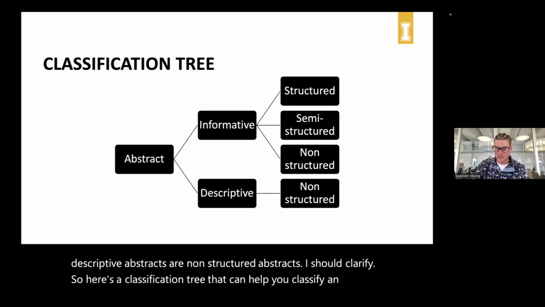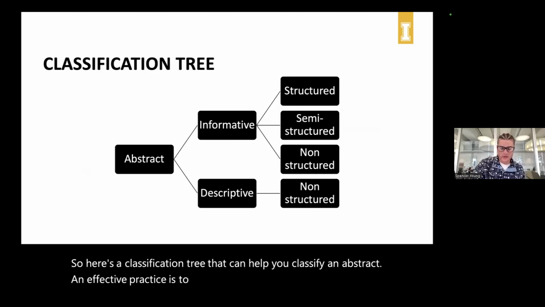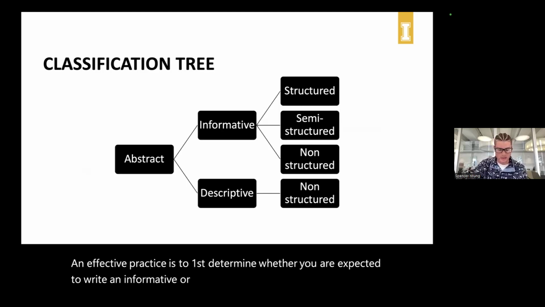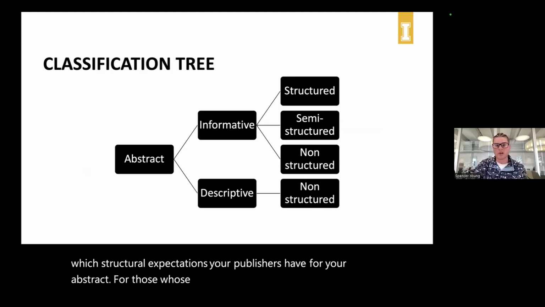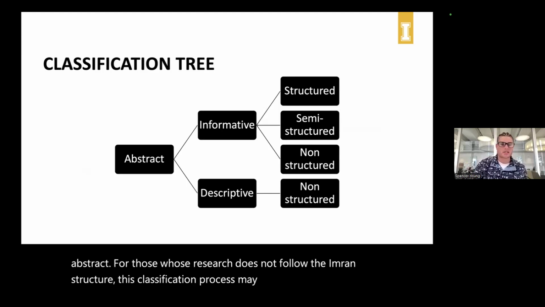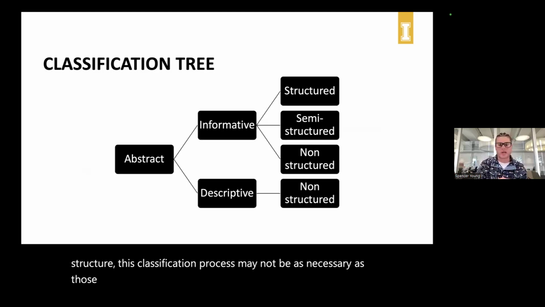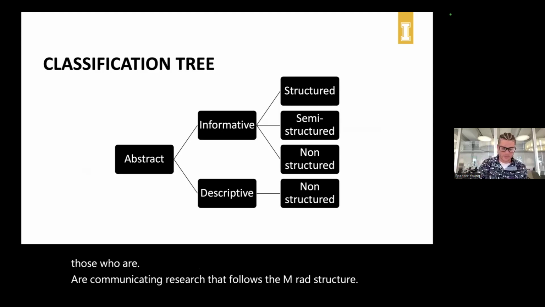An effective practice is to first determine whether you are expected to write an informative or descriptive abstract, then to determine which structural expectations your publishers have for your abstract. For those whose research does not follow the IMRAD structure, this classification process may not be as necessary as for those communicating research that follows the IMRAD structure.